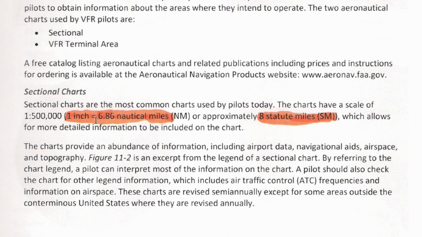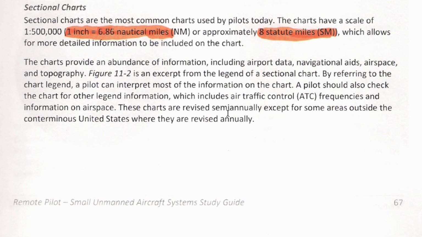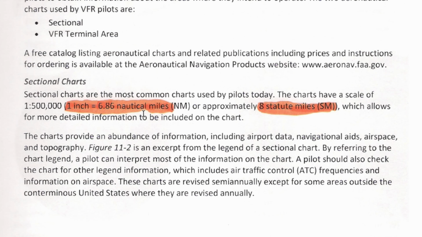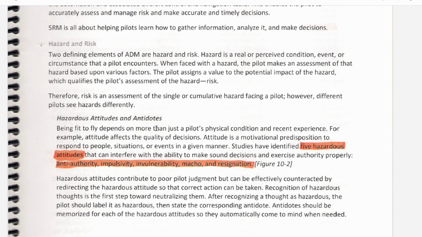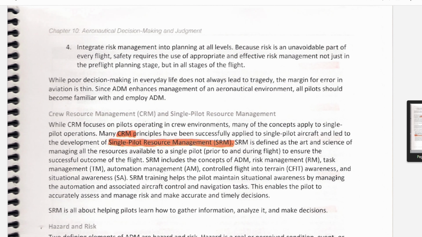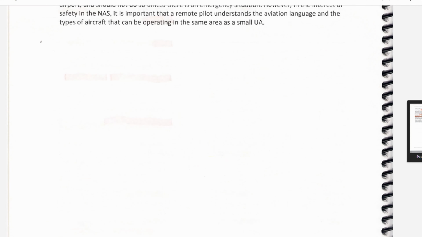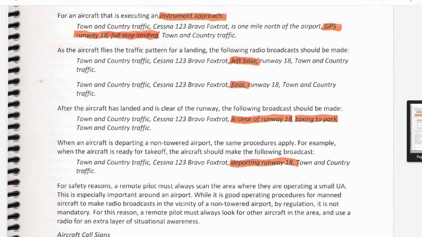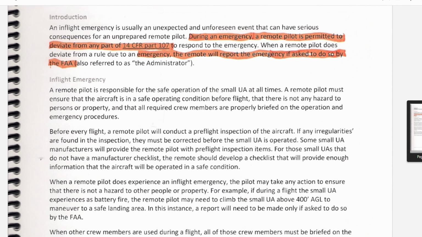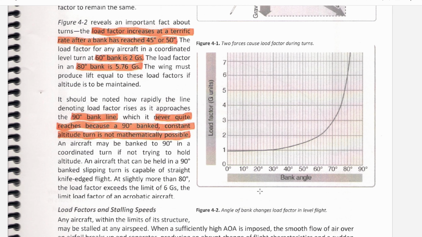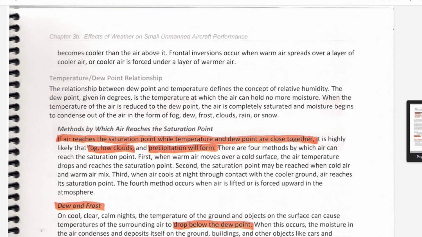Sectional charts: 1 inch is 6.86 nautical miles, or 8 statute miles. And that's it, guys. The guide is only 67 pages long, so I would concentrate on that. I would highly recommend you get the book and pay attention to it. Read it once, go through and highlight it, and then just go through and read what I highlighted. But like I said, that will be in the book. Go find the book on the website.